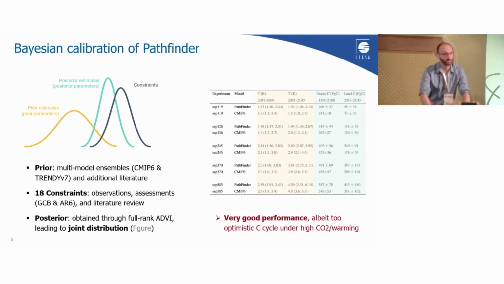And actually, it works quite well. So we have very good performance on the climate and on the temperatures. Here is a small table with a comparison between Pathfinder and CMIP6. And on the carbon cycle, we are too optimistic on high warming scenarios.